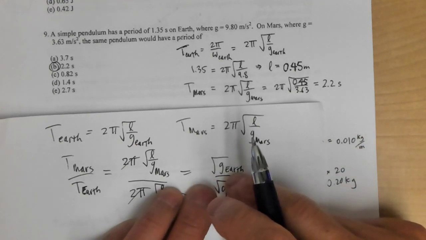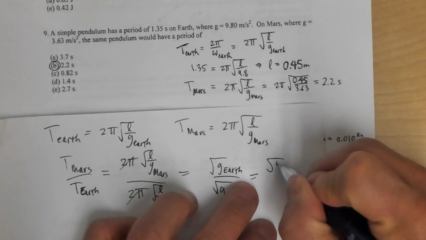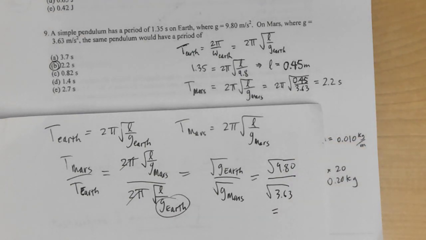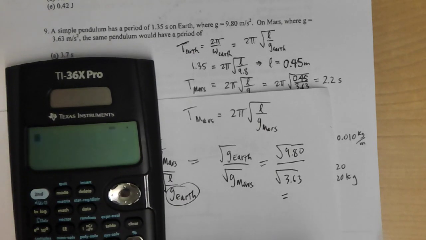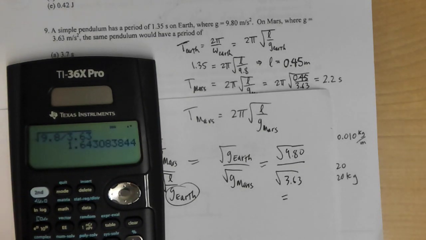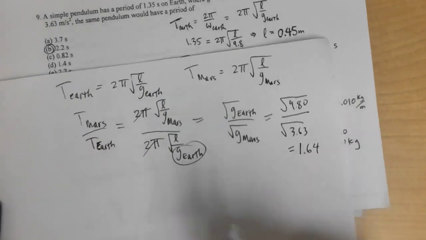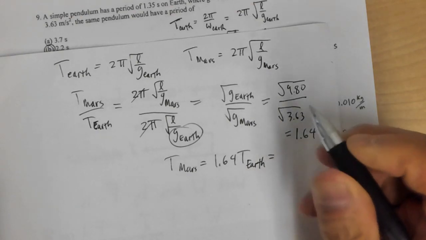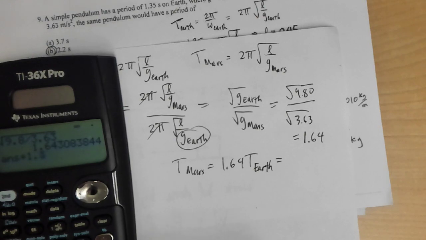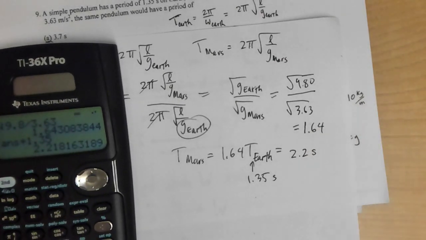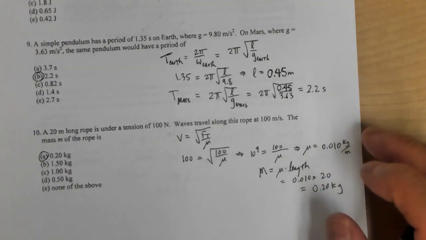So the ratio comes out to the square root of 9.8 for Earth over 3.63 for Mars. You pull out your calculator and punch in the numbers, the square root of 9.8 divided by 3.63, and we get 1.64. That means the period on Mars is 1.64 times the period on Earth. The period on Earth was 1.35 seconds, so we get 2.2 seconds for the period on Mars, which is the same as what we got. Okay, let's go on.